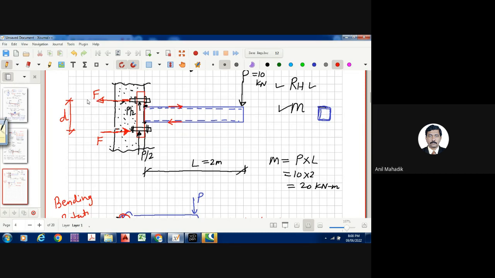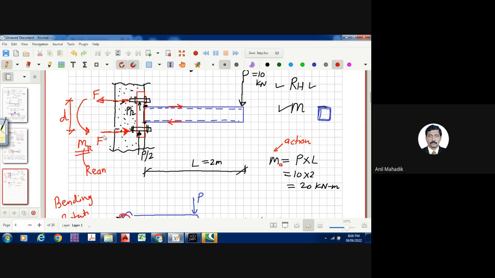So there is a moment of resistance. Is this M developing or not? This M is the resisting moment. So this is your action, we can say. This moment is the action due to the loads, and this is your resistance or reaction. So the moment reaction, we can say, this MR. And who is creating that reaction?